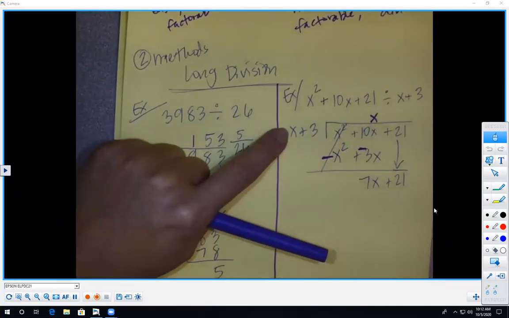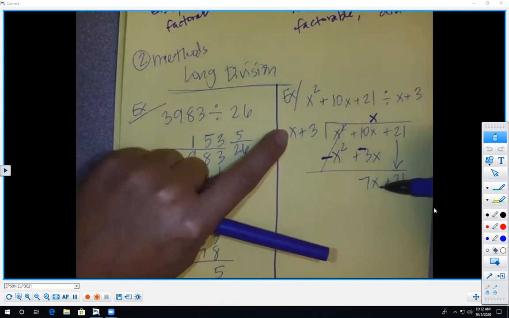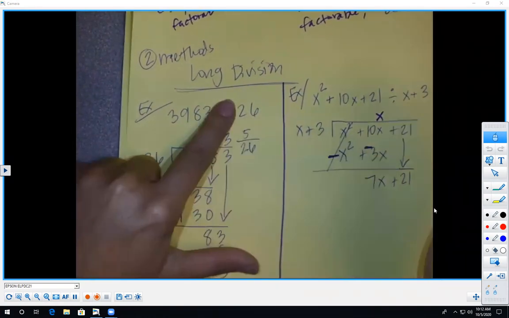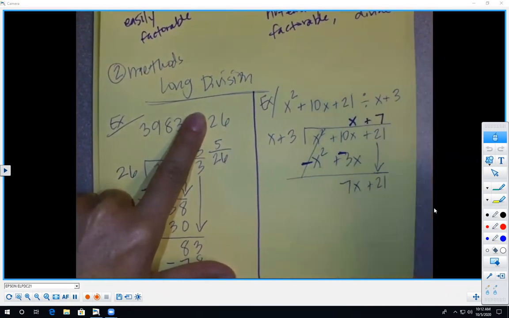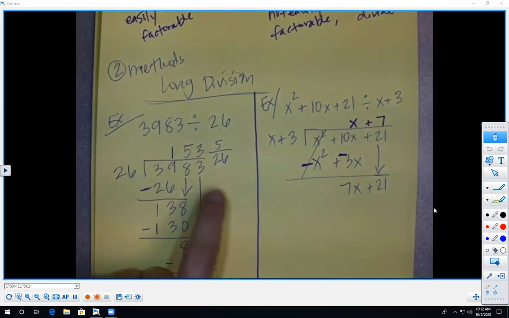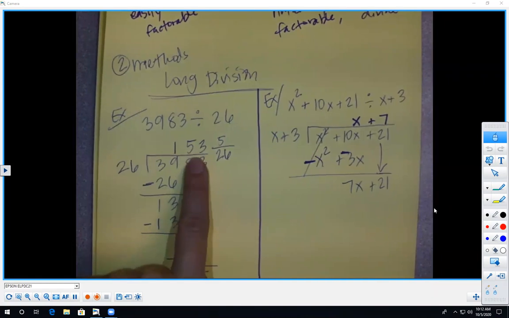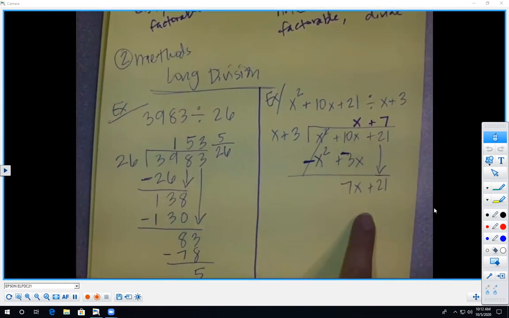Okay, so now how many times does x go into 7x, or x times what equals 7x? 7. And is it a positive 7 or a negative 7? Positive 7. See, put the positive 7 on top. Same idea as before. Once I got the 5 on top over here, I'd do 5 times 26 and write it underneath. So I'm going to do 7 times x plus 3 and write it underneath.